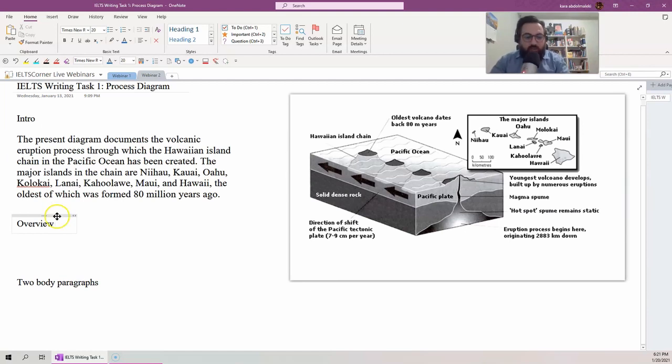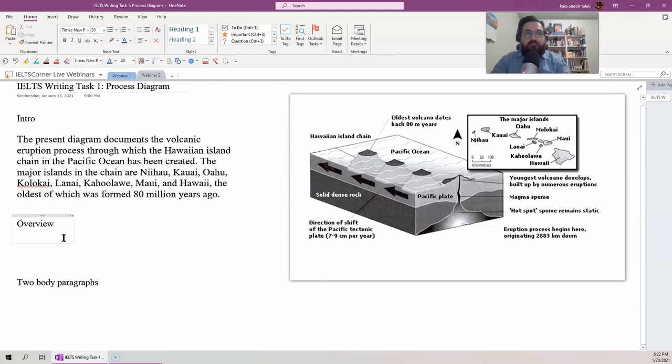So, what did we usually say when we're writing an overview? What do we usually put there? A key feature, right? Which is the most important feature. Okay, so the most important feature in a diagram is difficult to talk about. Most important features are usually in bar charts or line graphs and pie charts and things like that. So here, you just have to talk about the different stages or how the process works.